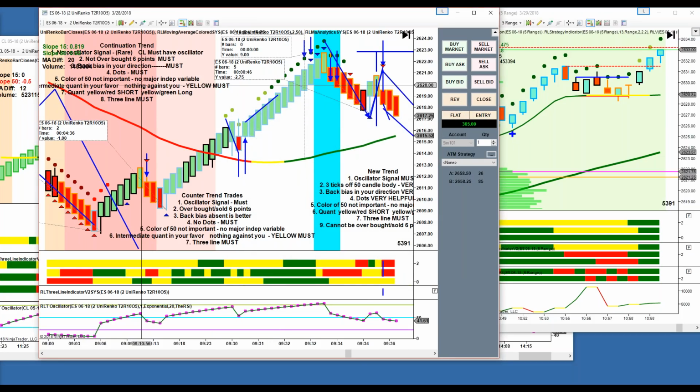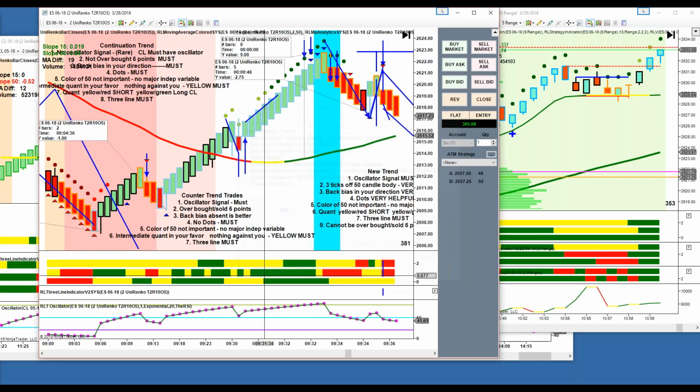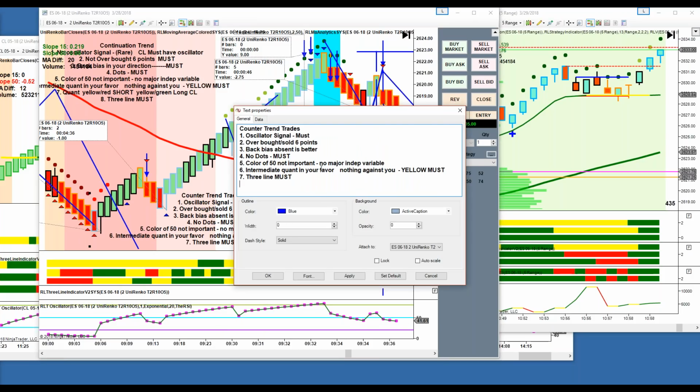And let me put crude oil here. And after a while, this is all going to become really second nature. And the counter trend trade, you want the same thing. You don't want to trade against the color of the quant. It can be yellow.